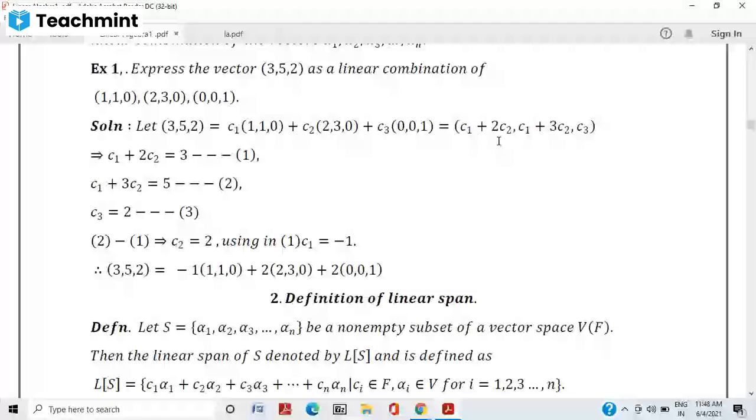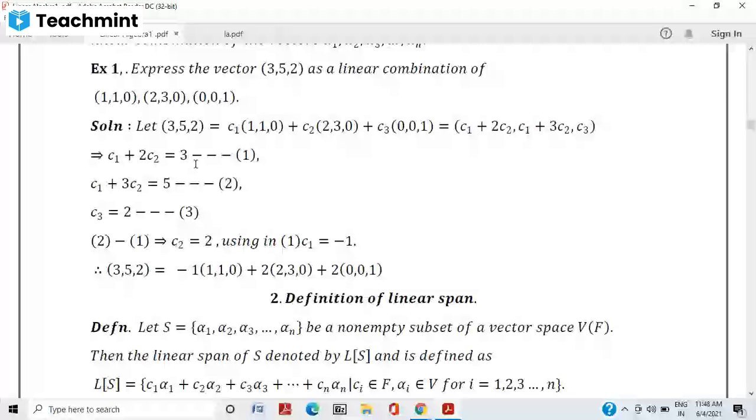First equation, what is it? C1 plus 2C2 is 3. Next is C1 plus 3C2 equal to 5. The last is C3 equal to 2. Now C3 we got. Next we should get C1 and C2 from equations 1 and 2. When we check, C1 and also C1, then we can subtract these two equations. We get 3C2 minus 2C2 is C2. 5 minus 3 is 2. C2 we got.